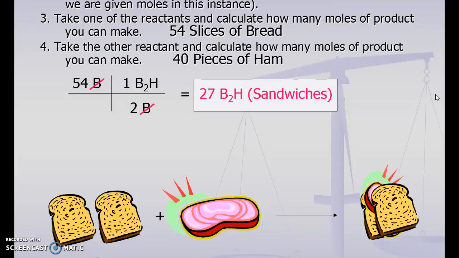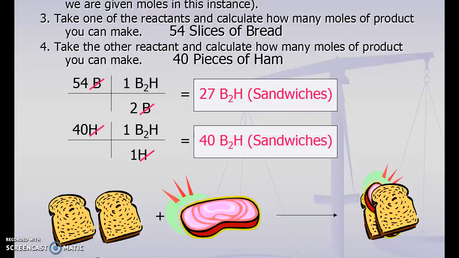Okay, so now our other reactant was 40 pieces of ham. So we're going to do the same thing. We're going to take that 40, and for every 1 slice of ham or 1 mole of ham, I can make 1 whole sandwich or 1 mole of ham sandwich. And so that is a 1-to-1 ratio, and I can make a total of 40 sandwiches, which I think all of you knew instinctively at first, is that each slice of ham can make a whole sandwich.